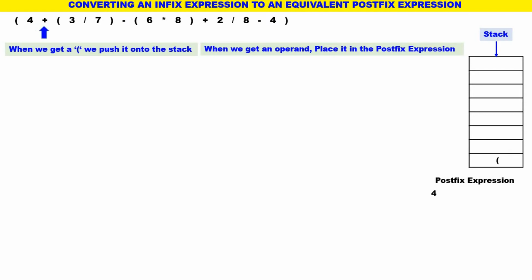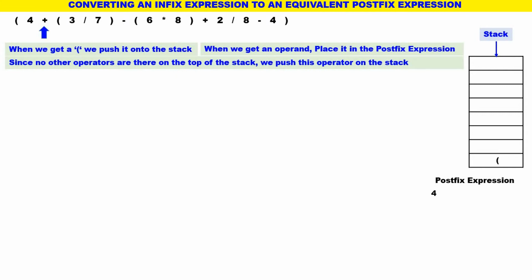That is plus. Plus is an operator. Now, on the top of the stack, we don't have any other operators. On the top of the stack, we have only a left parenthesis. Since no other operators are there on the top of the stack, we push this operator onto the stack. Plus is pushed onto the stack. Suppose there are operators on the top of the stack, what should we do? That case will come next. We will understand that a little later on.